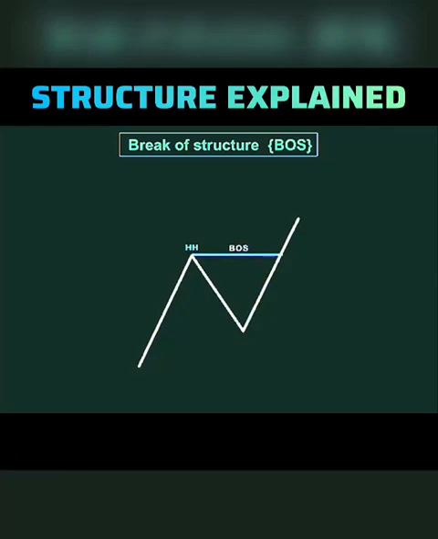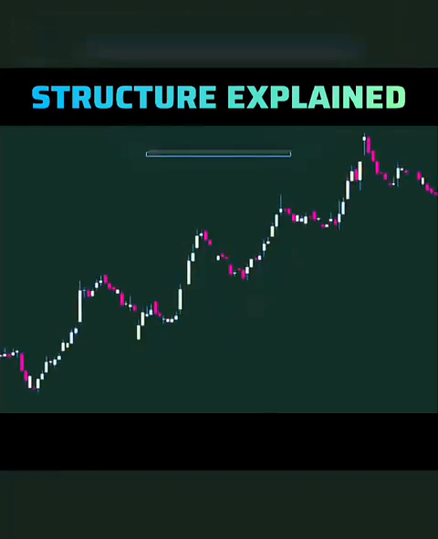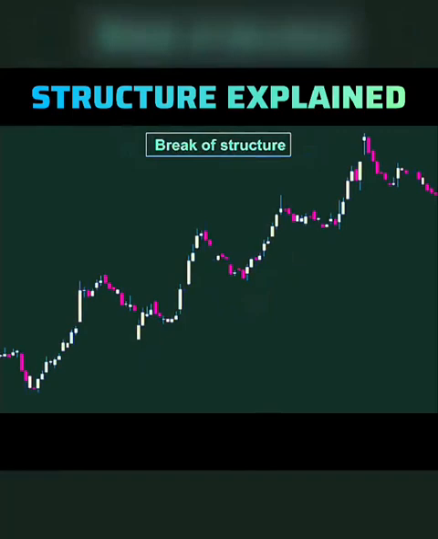When we experience a break of structure, we can identify the formation of a new higher low. In simpler terms, a break of structure denotes a change in the market's directional movement, and it helps us recognize the establishment of a higher low in the uptrend. Let's plot the break of structure on an actual chart. In this example, we are going to use the uptrend we identified earlier.